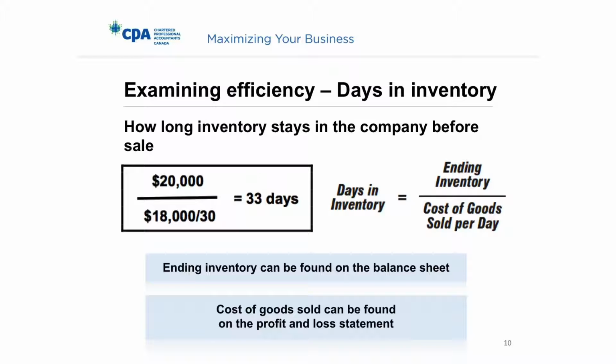So the formula for days in inventory is ending inventory, which can be found on the balance sheet, divided by the cost of goods sold per day. Now, the cost of goods sold will come from the profit and loss statement. To convert it to a per day number, you'll simply divide by 30 if it's found on a monthly profit and loss statement, or by 360 if found on an annual profit and loss statement. So using our example from before, our business had $20,000 of inventory and $18,000 of cost of goods sold per month, indicating that the business has 33 days of inventory on hand.